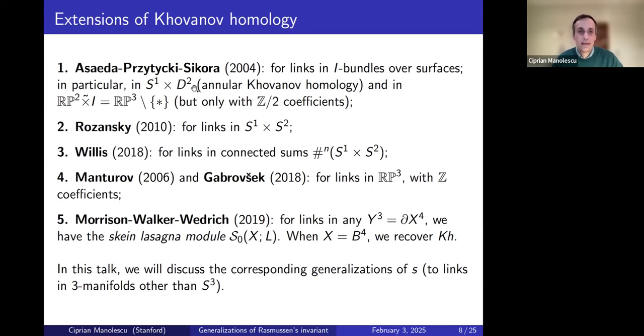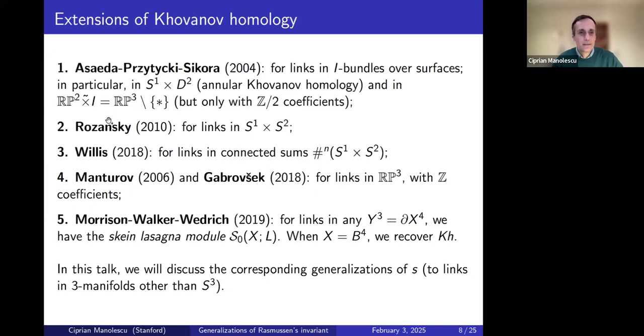Yes, so that's something. The versions that were most popular were S1 times D2. So this is an interval bundle over the annulus, if you write D2 as I times I. And you can look at links inside here. Another name for this is the solid torus. And this is called annular Khovanov homology.